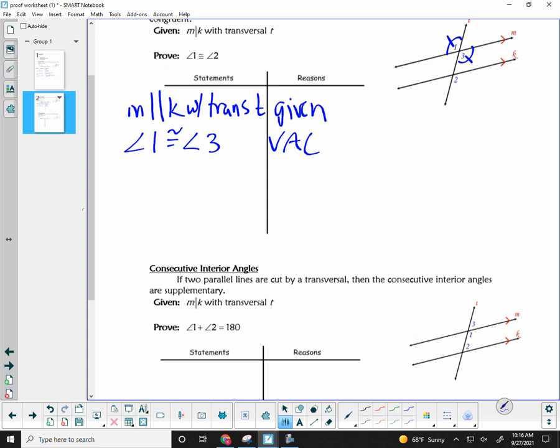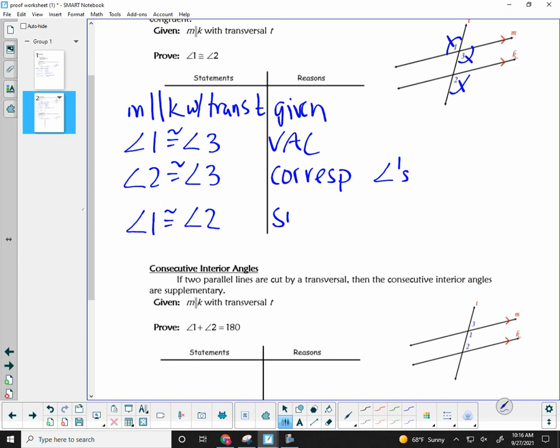Okay, did we have any corresponding angles? 2 and 3. So angle 2 is congruent to angle 3 because of corresponding angles. Okay, so 2 and 3 are congruent. Now what? Now I can make my final statement that angle 1 is congruent to angle 2, and I can use substitution or transitive property, right? Is that okay? All right, now alternate exterior angles are congruent. We've proven it.